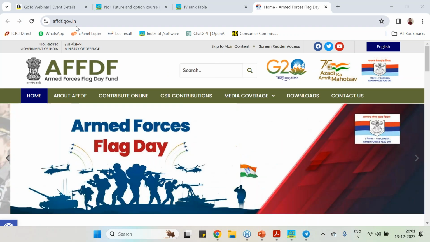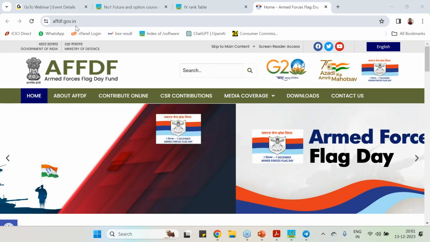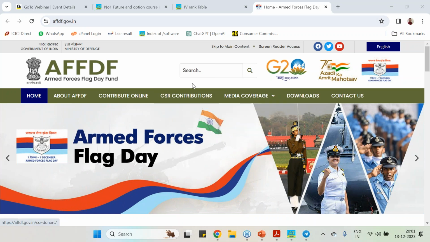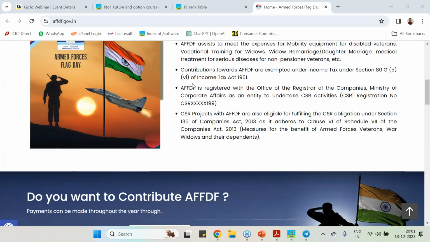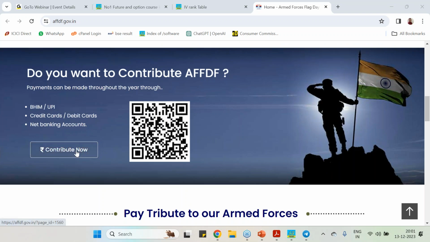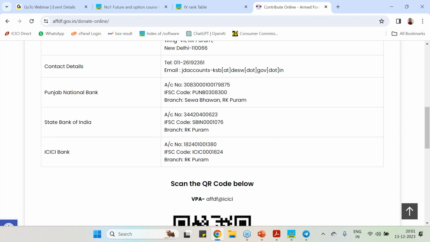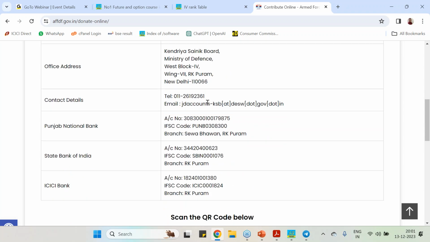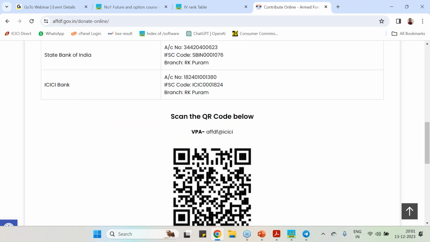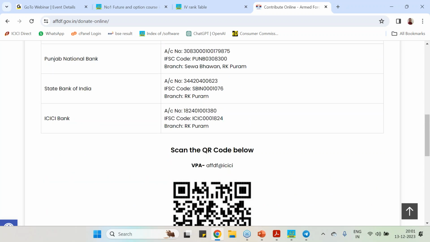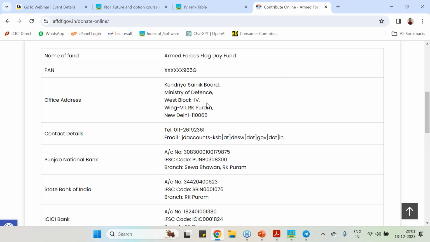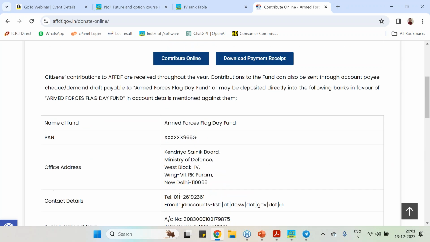AFFDF, Armed Forces Flag Day Fund. I will request again: whatever contribution comes to your mind, please give. Suppose the QR code is not working, click here, their bank details are given, you can do it there. You can call them and ask for the receipt. If you have not got the receipt, just give your payment details. They will also provide the receipts and QR code. Many people are getting the receipt and sharing it with me, but do it.